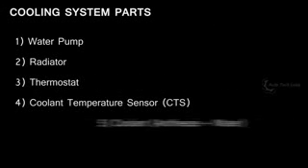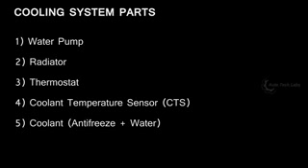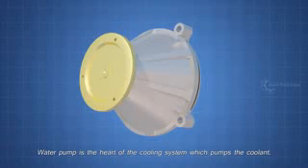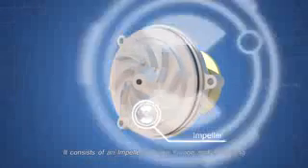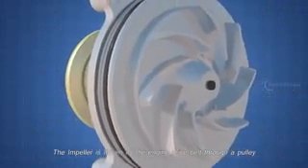Now let's see the parts involved in cooling the engine. The main parts for cooling the engine are water pump, radiator, thermostat, coolant temperature sensor, and coolant. First, the water pump. The water pump is the heart of the cooling system, which pumps the coolant. It consists of an impeller, a pulley flange, and an O-ring. The impeller is driven by the engine drive belt through a pulley.